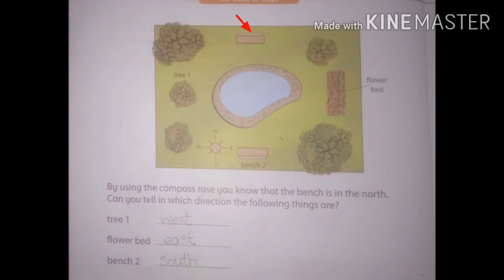Can you tell in which direction the following things are? Tree 1, and you can see in this picture, tree 1 is in the west. Next, flower bed, and you can see the flower bed is in the east. And bench 2, you can see in this picture, bench number 2 is in the south.